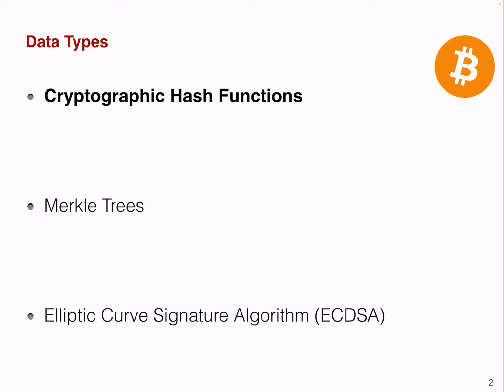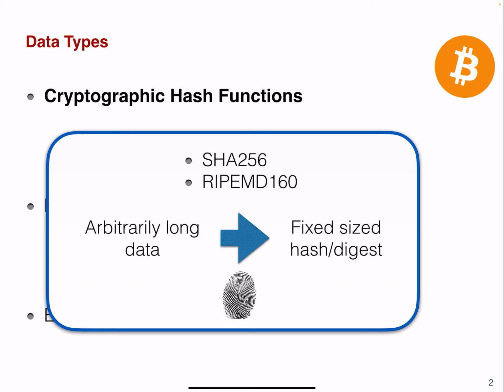So the first thing that we'll be looking at are cryptographic hash functions. These are, for example, SHA-256 or RIPEMD-160. The underlying idea is you take some arbitrarily long input data and you create a fingerprint, or fixed-size hash, as the technical term is, or digest. This is fundamental. It's a fundamental piece for any blockchain out there to have a secure hash function.